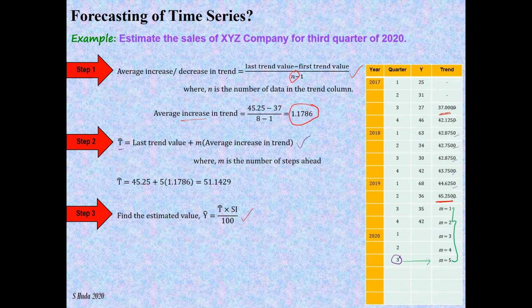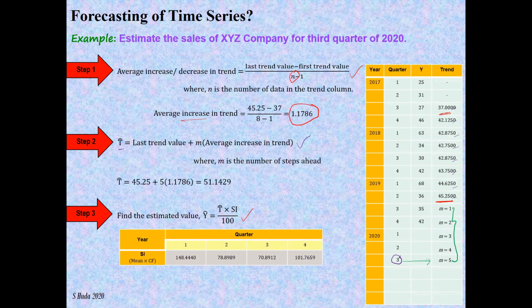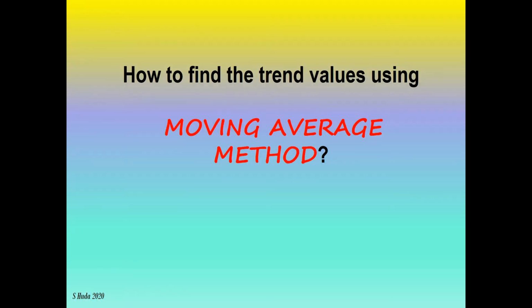So using this formula, recall the seasonal index value. But you just need to use the third quarter based on the question. Therefore, the estimated value is 36.2558. So that is step by step how to forecast, estimate or predict the future value using the moving average method.